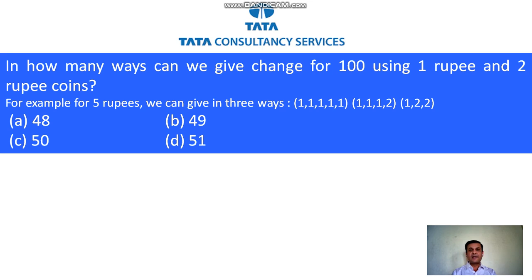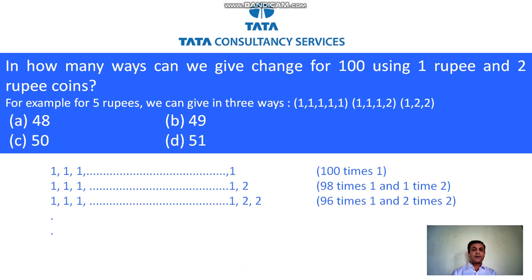Now, some students think that this is a question of permutation and combination, and some students think it is a question of simple equations, and start building equations. But how can it be solved? Just simple common sense is needed here. As I will show you in the solution, the very first way is using all 100 coins of 1 rupee. The second way will be what? Using 98 coins of 1 rupee and adding one 2 rupee coin to it.